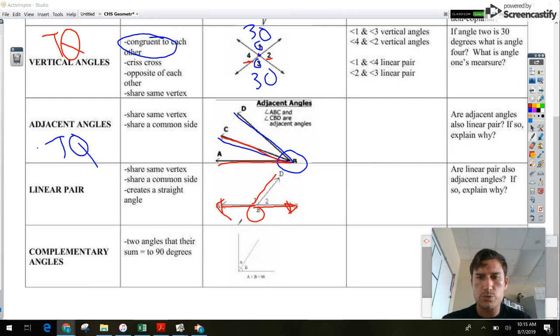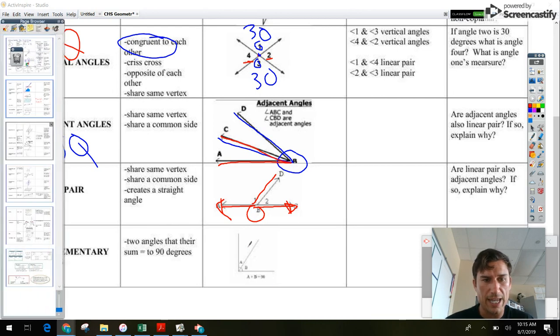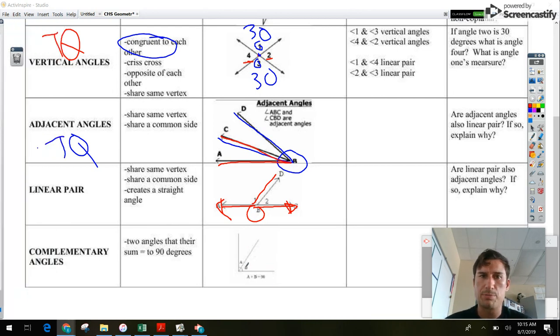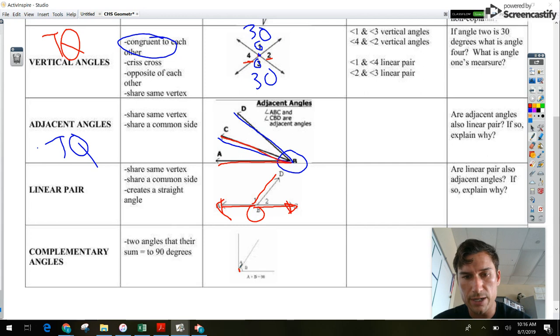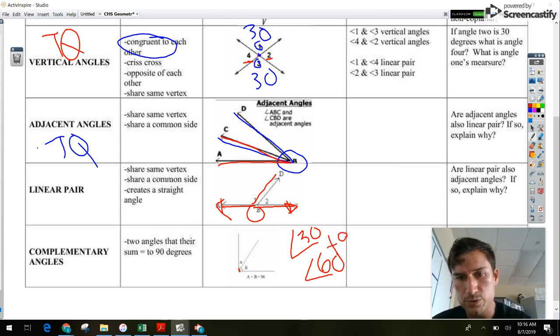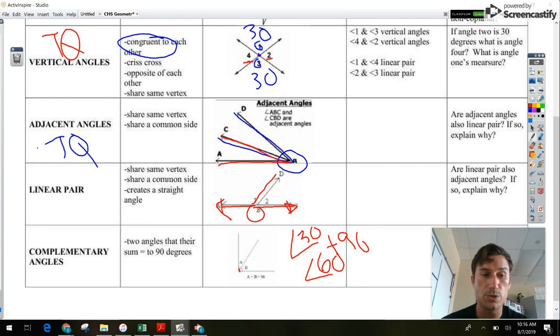All right, so the next one is going to be complementary angles. You'll notice that it's two angles that add up to 90 degrees. So in the picture there, we have angle A plus angle B equals 90. The biggest thing is that they don't have to share the same vertex. In this example, they do right here. But you could have an angle of 30 and an angle of 60. Add them together, you would get 90. So they don't have to share the same vertex, but they do always have to add up to 90 degrees.